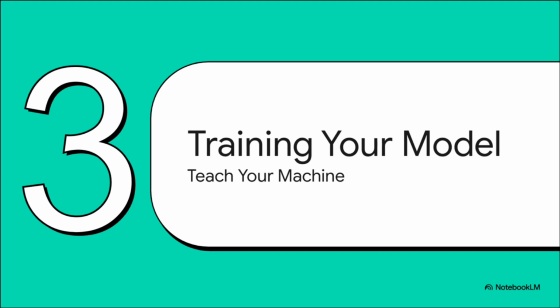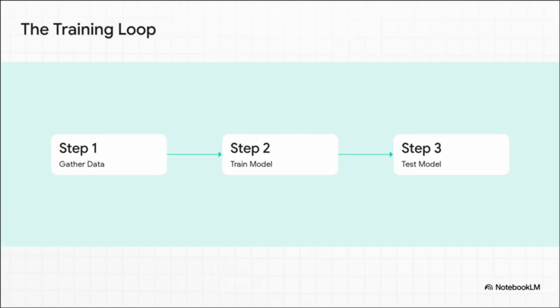Okay, so once our classes are all set up, we get to the most important part, the training. This is the teaching part of Teachable Machine. It's where we show our AI what to look for. And the process is just this simple 3-step loop. First, you gather your data. That's just a bunch of examples for each of your categories. Second, you train the model. And third, you test it to see how well it learned. That's it. Gather, train, test.